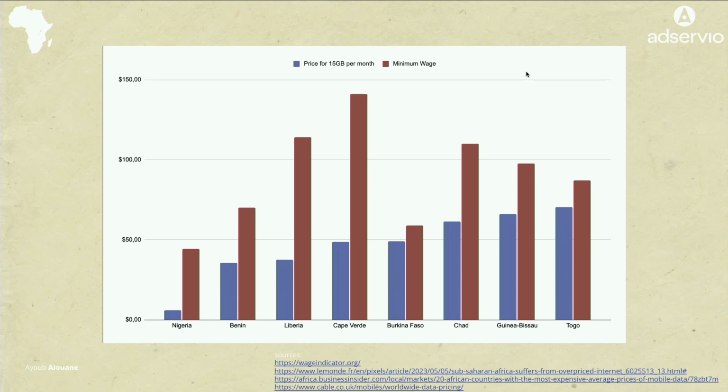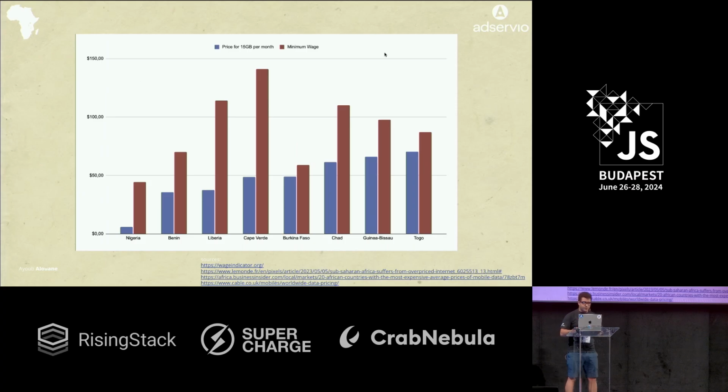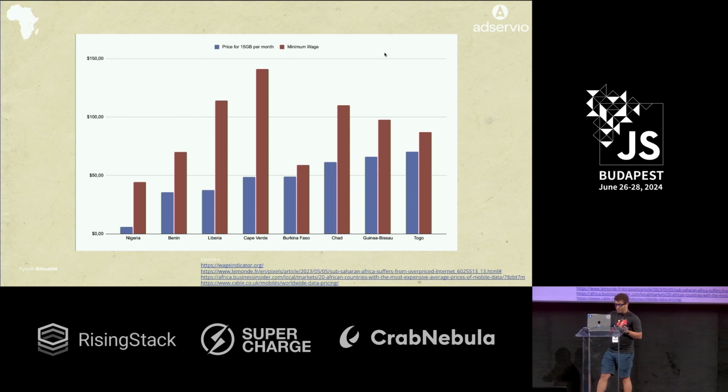Here we have the price of 15 gigabytes of internet and also the minimum wage. If you see, for example, Benin here, you will find that the minimum wage is 2 times the price for 15 gigabytes of internet. Okay, so if he wants to watch a video of YouTube per day, he should waste 50% of his salary. Okay, that's not good. So the question here is why I'm talking about this.